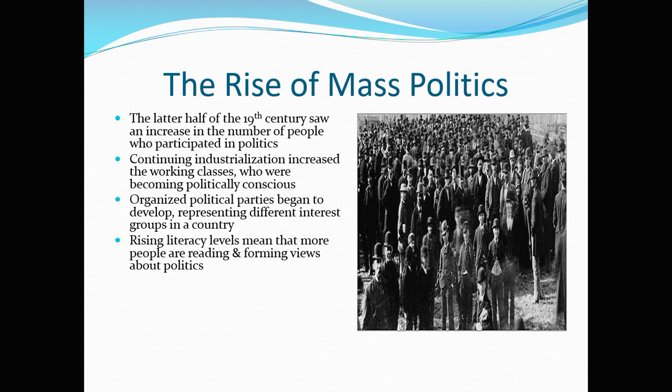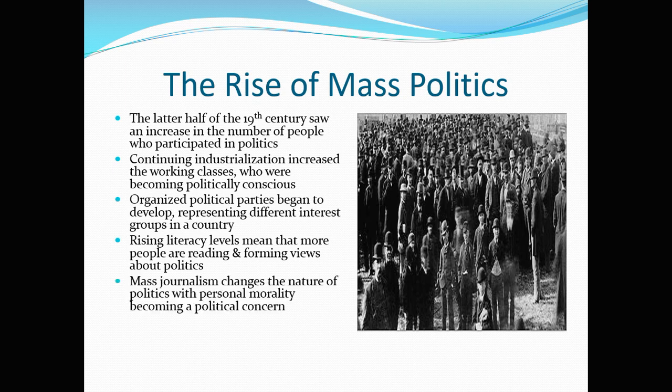We also get rising literacy levels, which means more and more people can read. It's really only in the 19th century that a majority of people in European countries can read for the first time. And that also contributes to the fact that they are now more political. Not only are they able to vote, but many of these people are also able to participate, at least by reading, in political debates and political campaigns, and that helps shape their own view about politics as well.